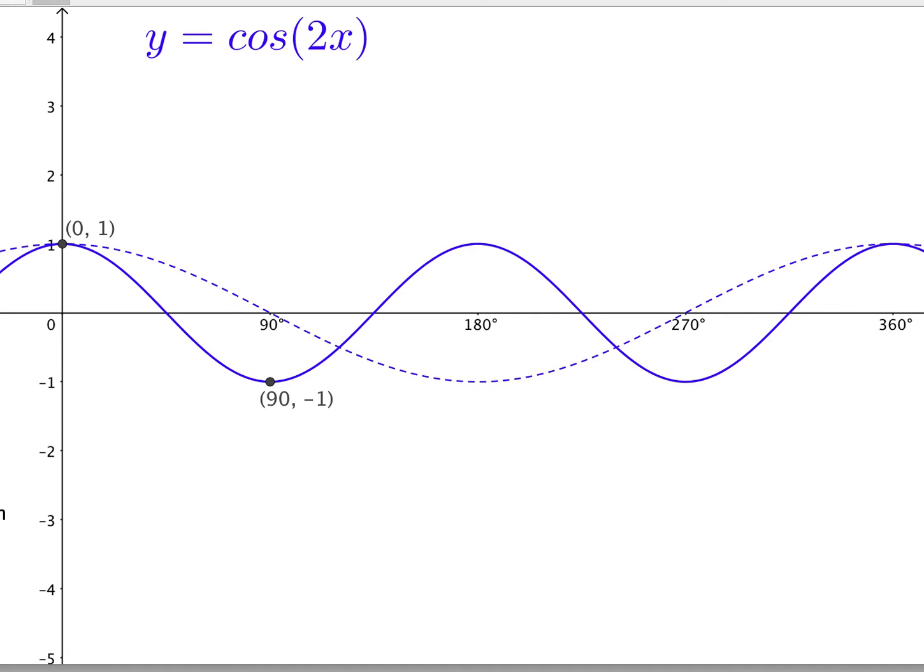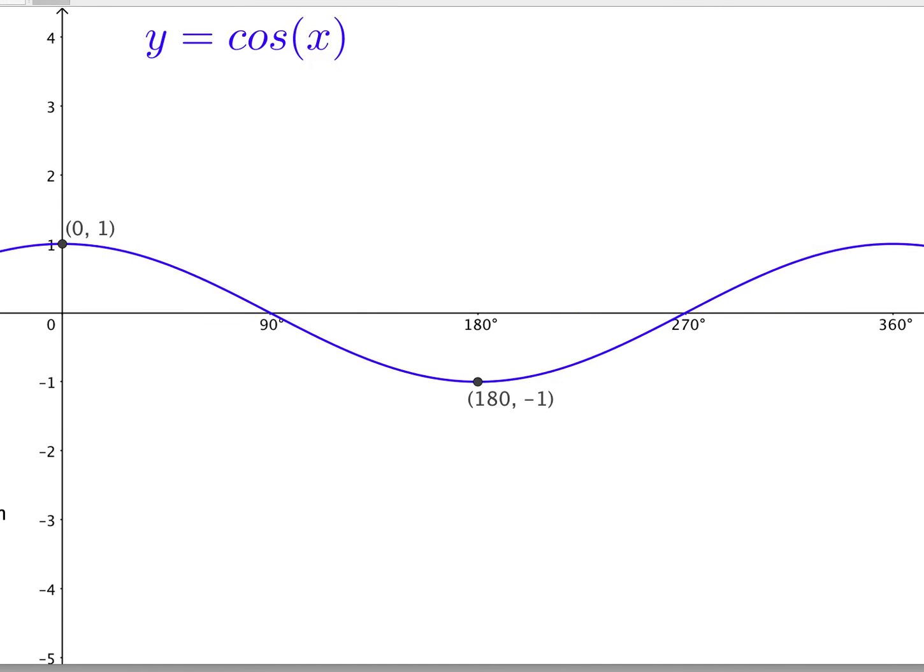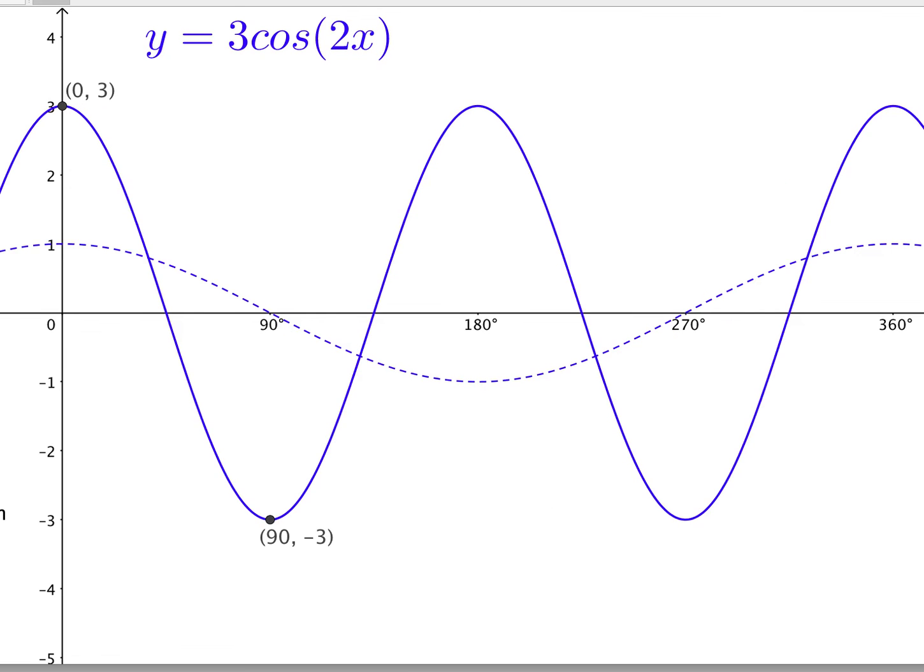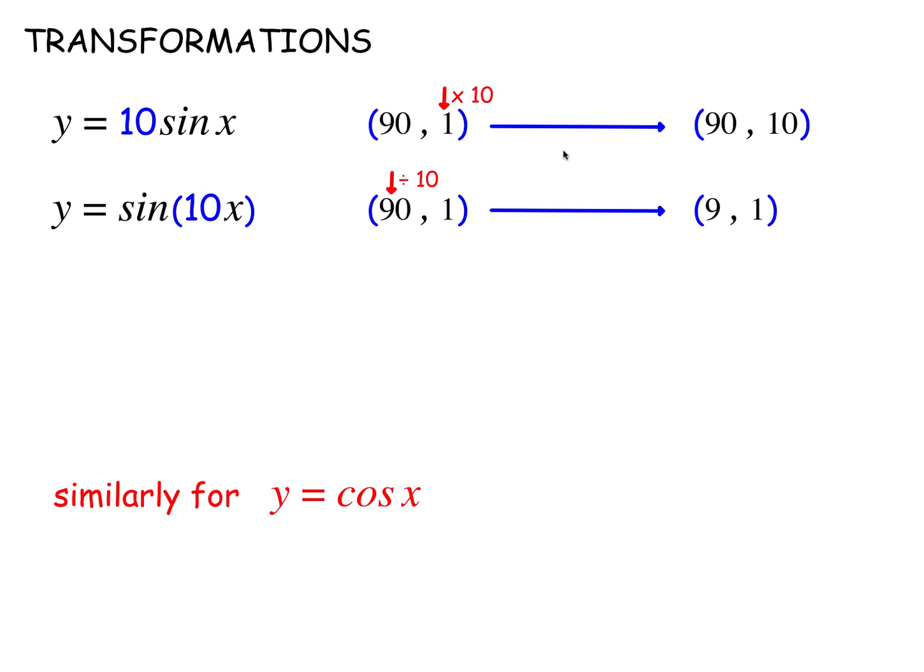Now, again, you can combine these changes. Let's say I made that 3 cos x, that's triple the y coordinates. And then I've halved the period. So that's 3 cos 2x. Y equals 3 cos 2x: the y coordinates get tripled because you're tripling all of cos 2x. And inside the brackets, when you've got this 2x, you're actually halving the x coordinates. So these are all combinations of changes that you need to get to know.